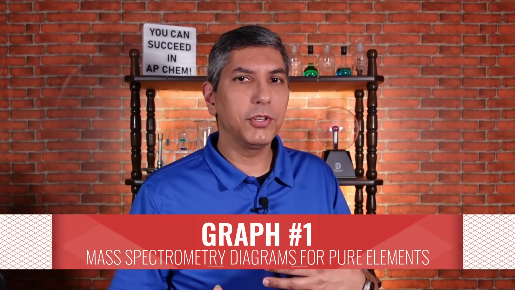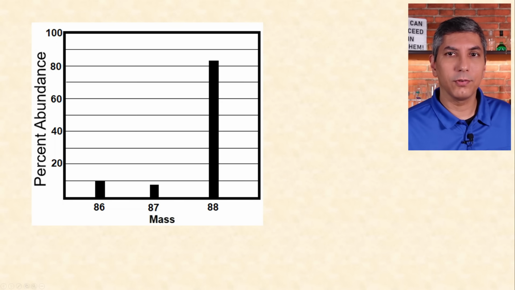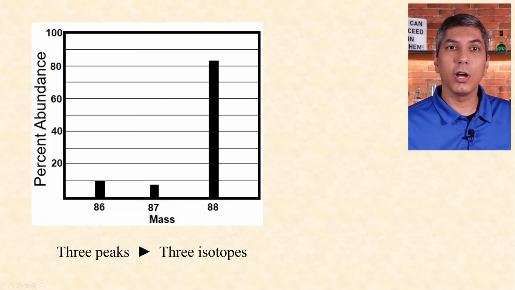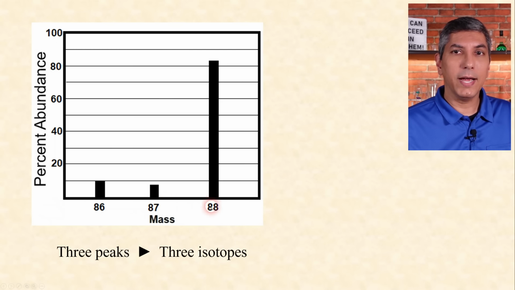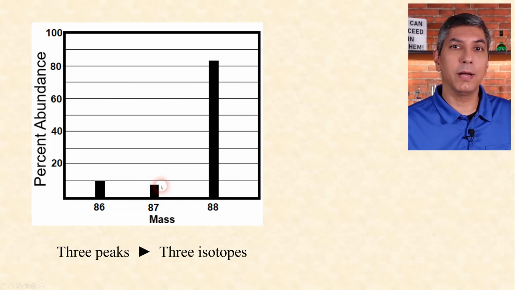You need to be able to take a mass spectrum diagram like this, interpret it, and determine what element it represents. This diagram has 3 peaks, so that means this element has 3 isotopes. The taller the isotope, the more abundant it is in the sample of the element. Here, the isotope with a mass number of 88 has by far the greatest abundance, and the one with a mass of 87 is the least abundant.